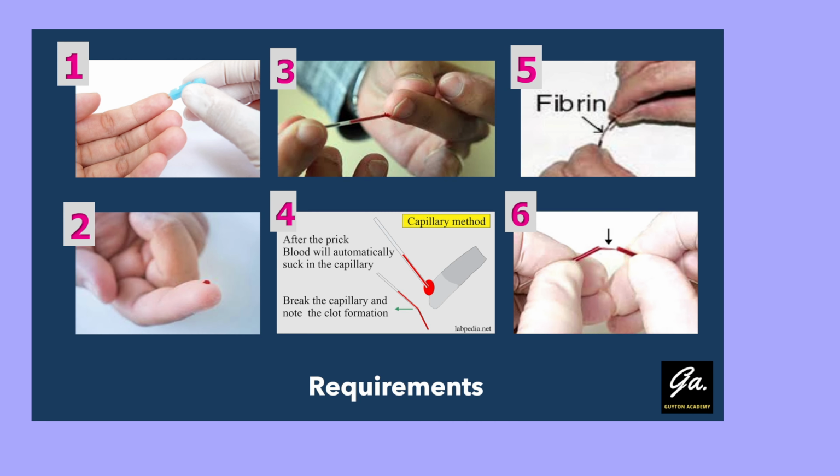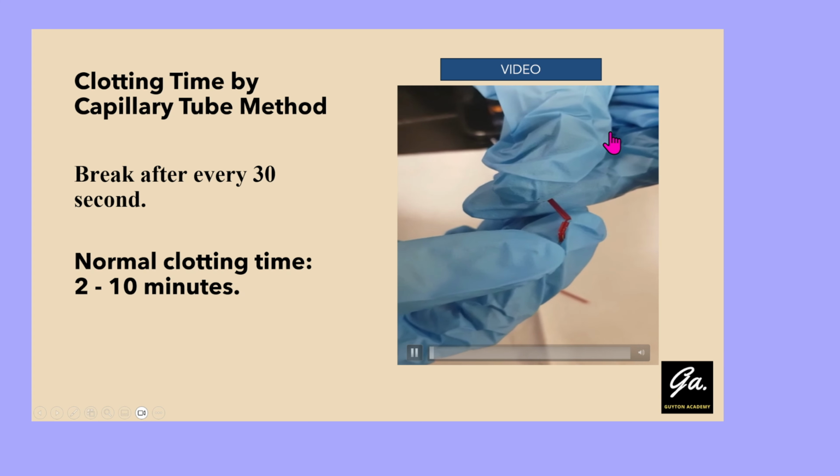So, clotting time. This is a brief summary. First of all, we will prick the finger, take a drop of blood, and touch the capillary tube to the blood droplet, which will automatically be sucked into the capillary by capillary action. Just after that, wait for 30 seconds. After 30 seconds, break the capillary and note whether the clot has formed or not. In picture 5, you can see the formation of a fibrin clot, a thread-like structure. This is the endpoint basically.